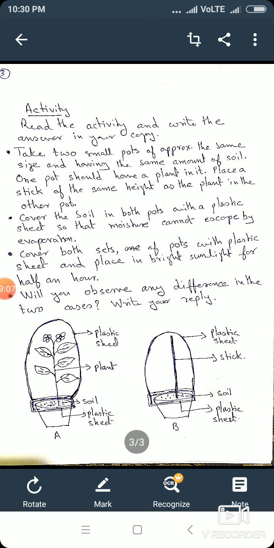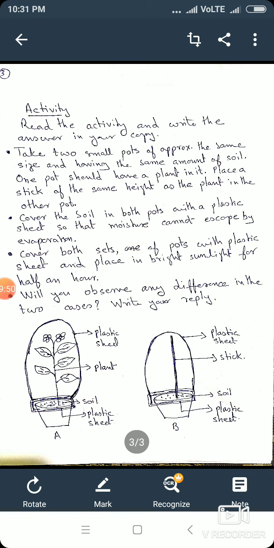Now what we will do is cover the soil in both pots with a plastic sheet so that moisture cannot escape by evaporation. Now the next step, you can see in the figure, cover both the sets of the pot with plastic sheet and place both the sets in the bright sunlight for about half an hour. Now the question is, will you observe any difference in the two cases, that is in pot 1 and pot 2? Will you observe any difference?